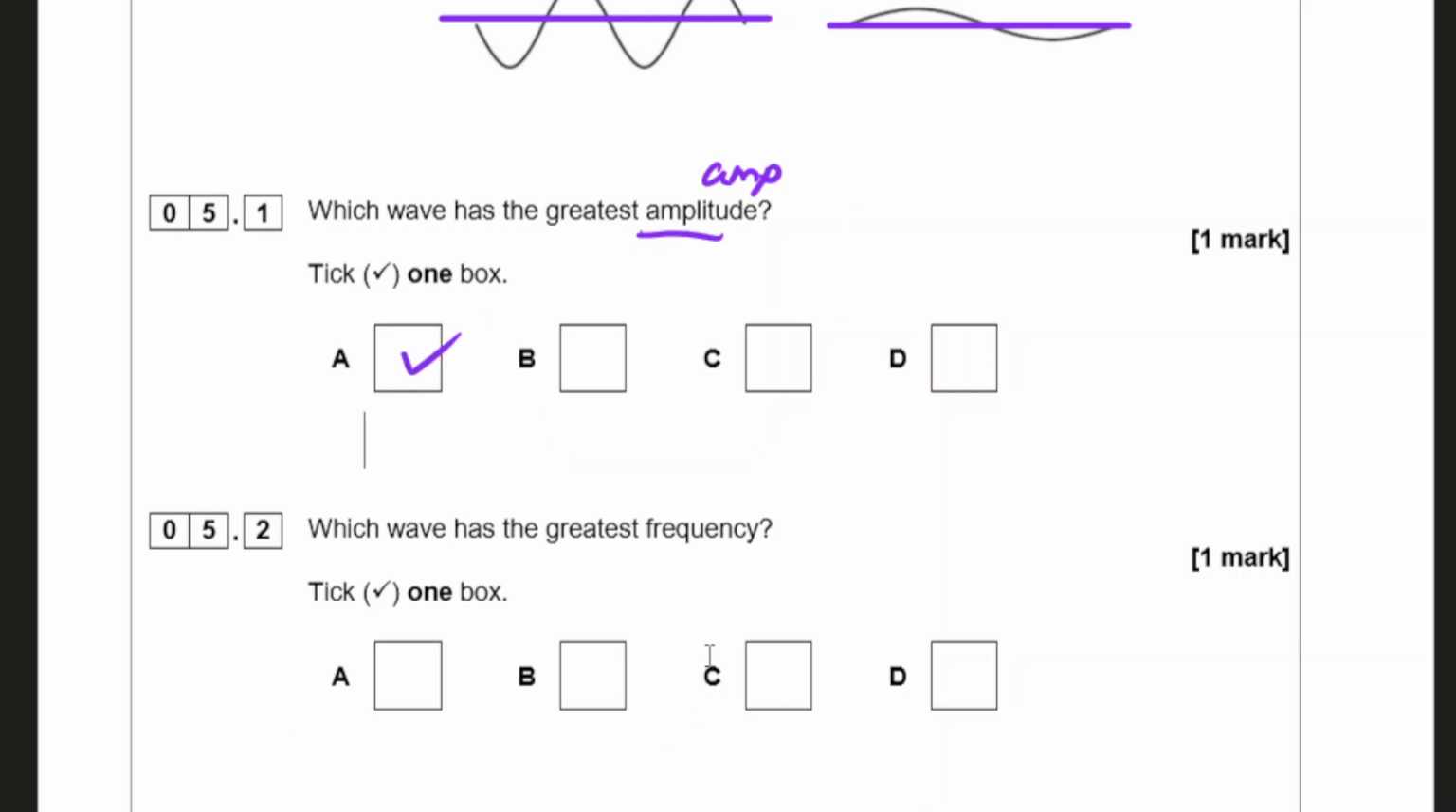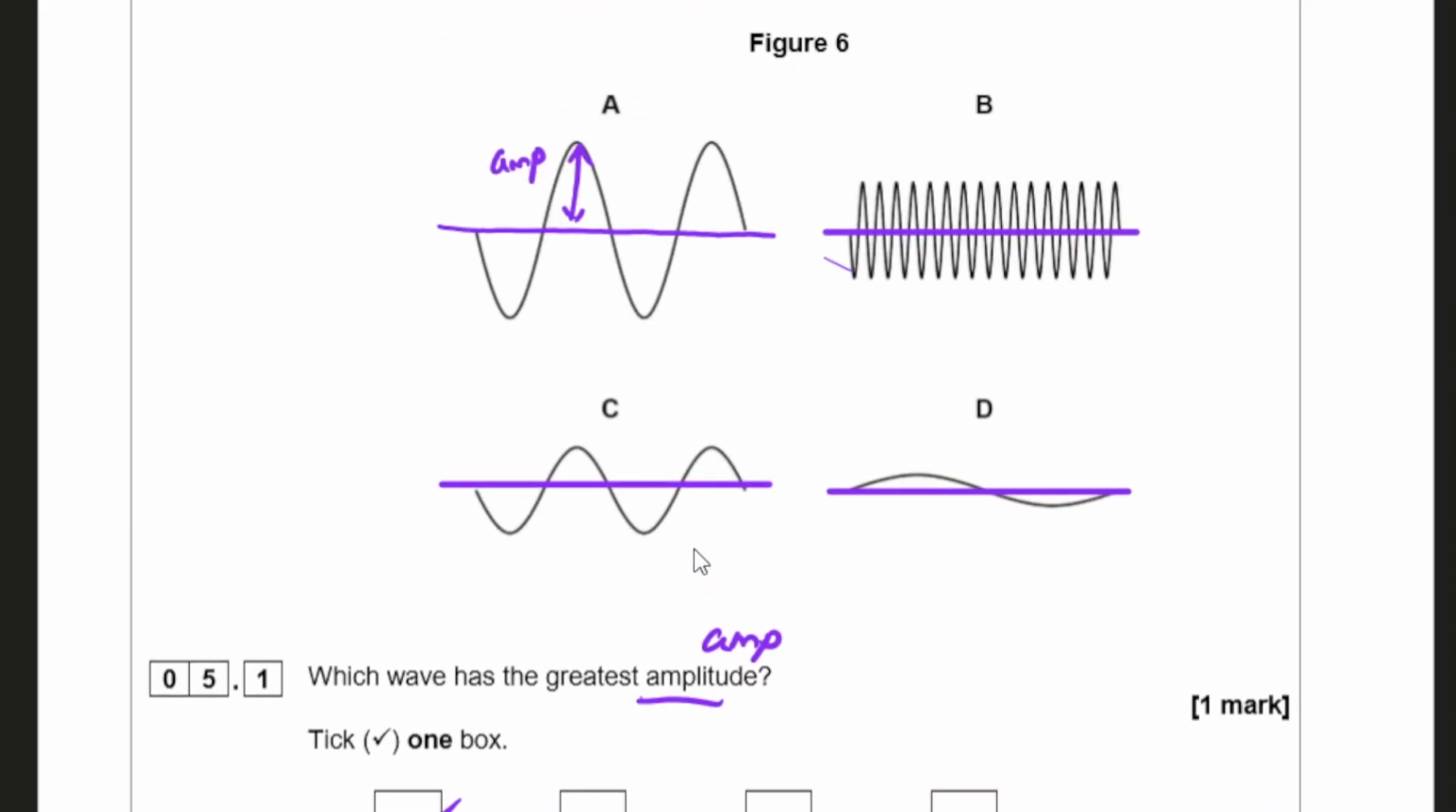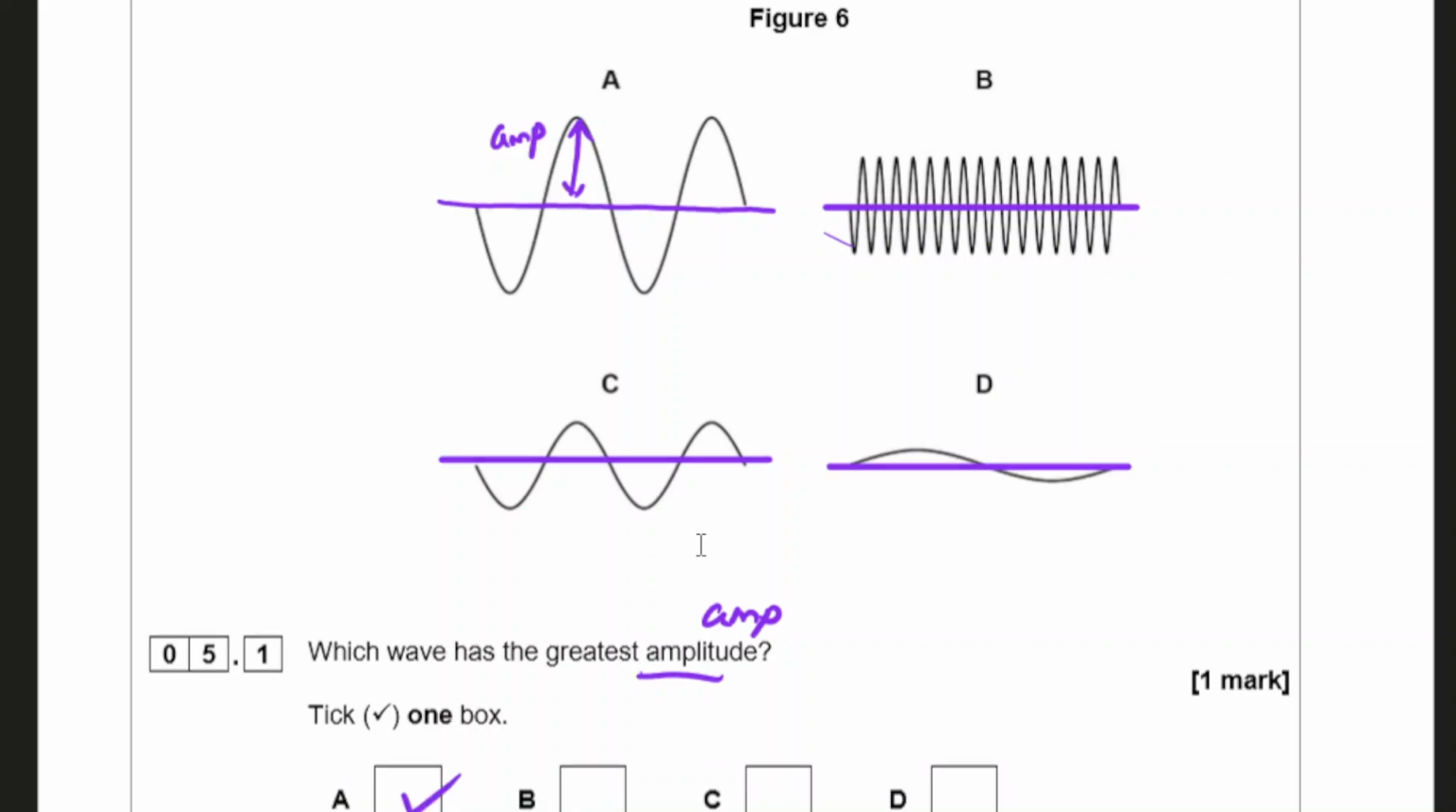Which wave has the greatest frequency? Frequency is the number of waves per second. So that means the closer the waves are, the greater the frequency, which is B here.